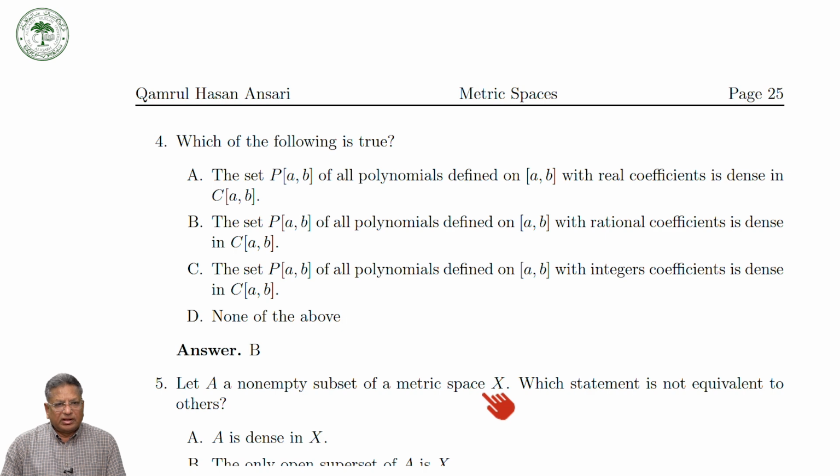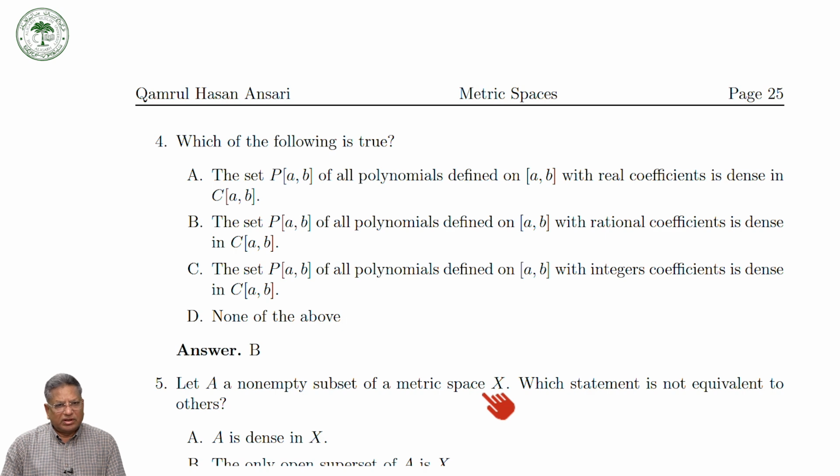The set P[a,b] of all polynomials defined on [a,b] with real coefficients is dense in C[a,b]. Okay, this is dense in C[a,b]. The second: P[a,b], the set of all polynomials defined on [a,b] with rational coefficients, is dense in C[a,b]. The third one: P[a,b], the set of all polynomials defined on [a,b] with integer coefficients, is dense in C[a,b]. None of the above. So which statement is correct?